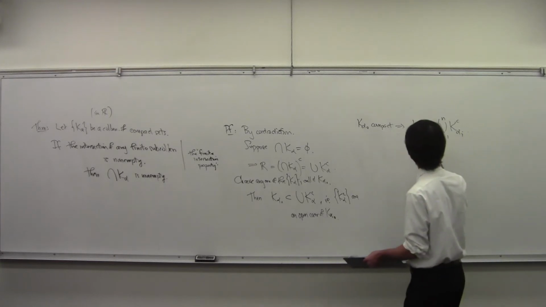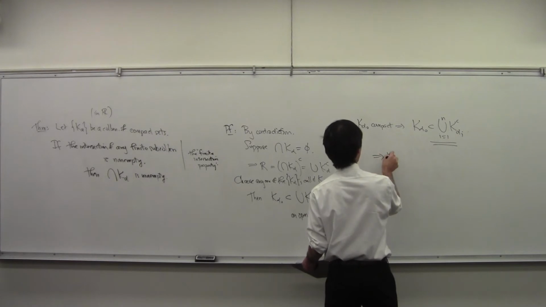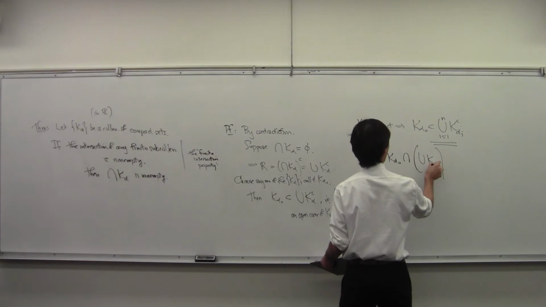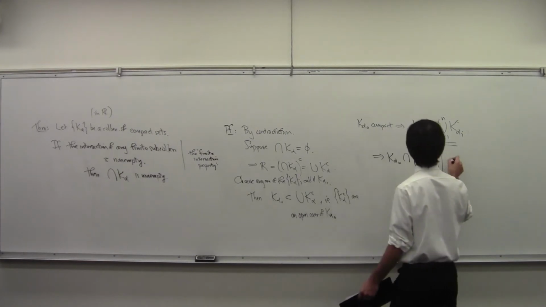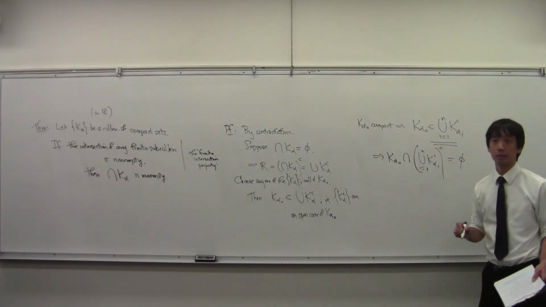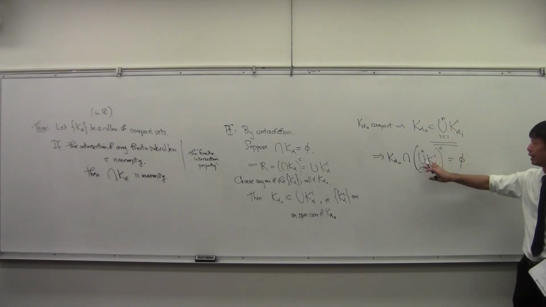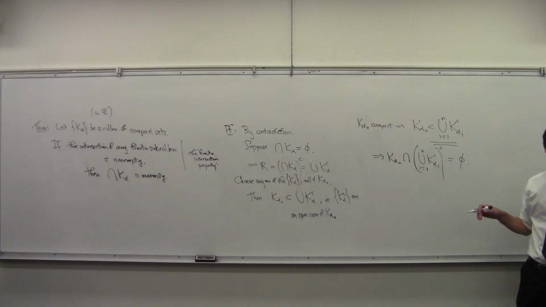So K alpha naught is contained inside of this union. In that case, K alpha naught intersect the complement of that union is empty. K alpha naught is included in this set, so it does not intersect the complement of that set. Everybody all right?